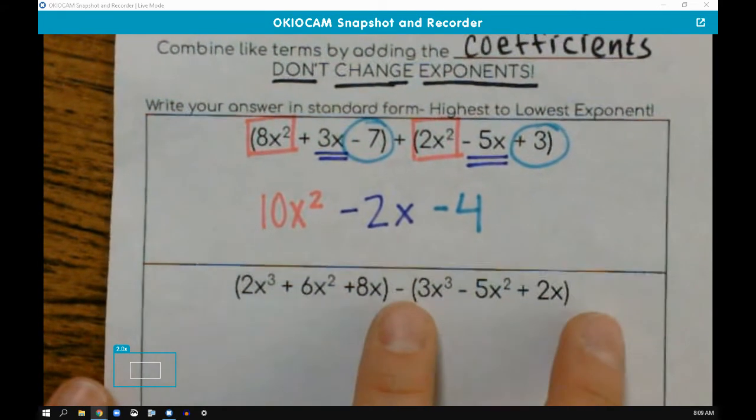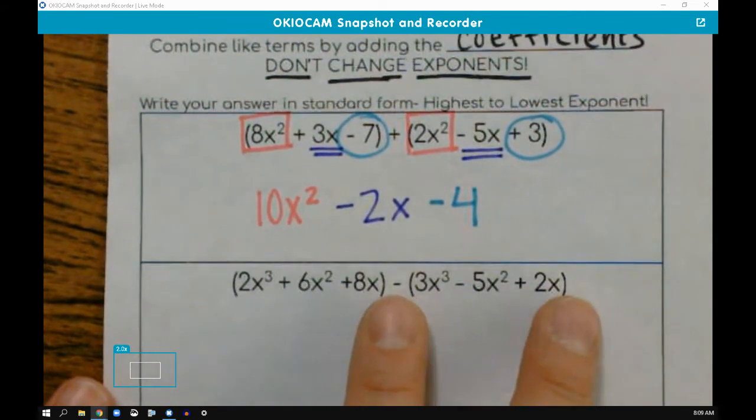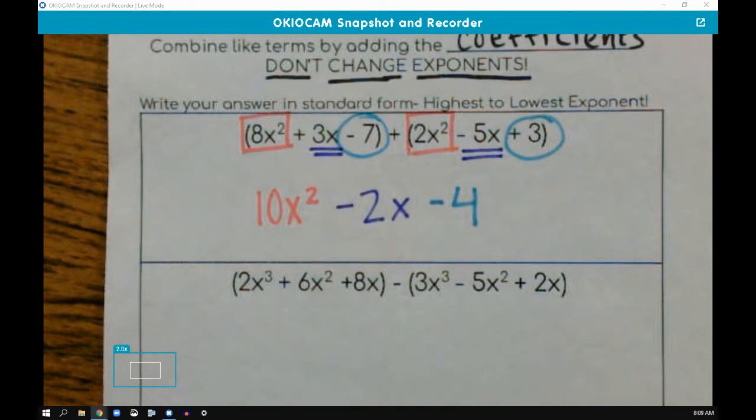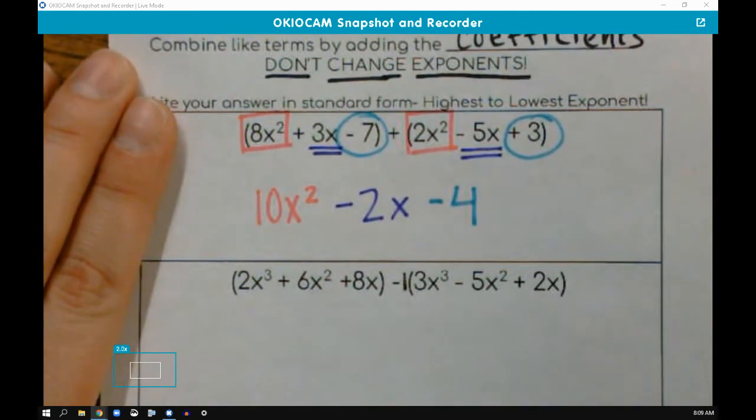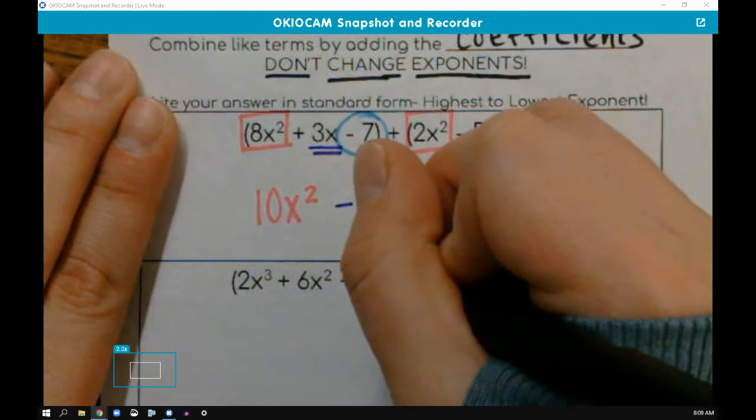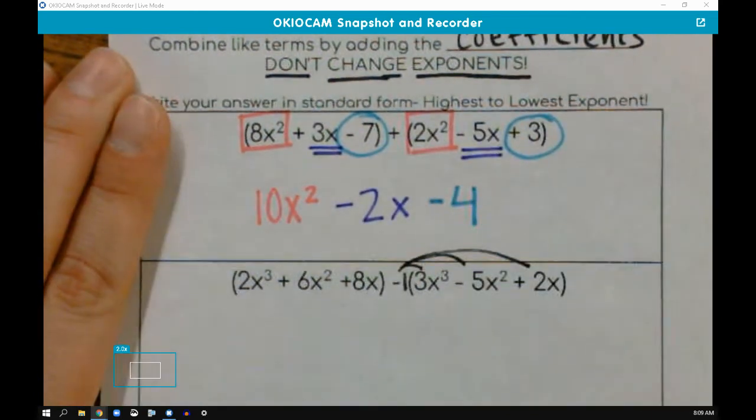If I am subtracting everything in here, this is like taking an entire basket full of stuff. The parentheses are like a basket, and we're taking everything inside of it. So we've got to take this minus sign. I'm going to put an imaginary 1 right here, and I'm going to distribute that negative 1 to everything in the parentheses here.